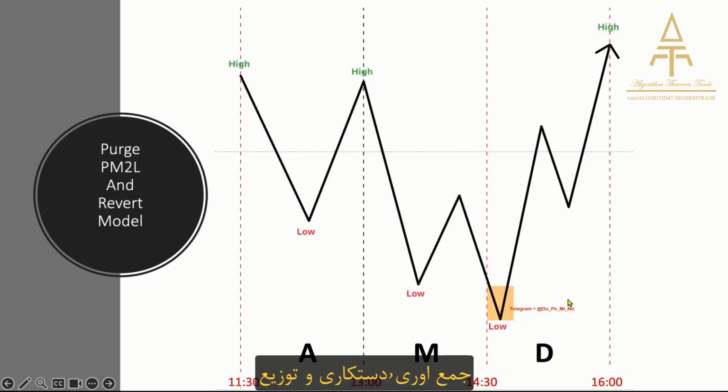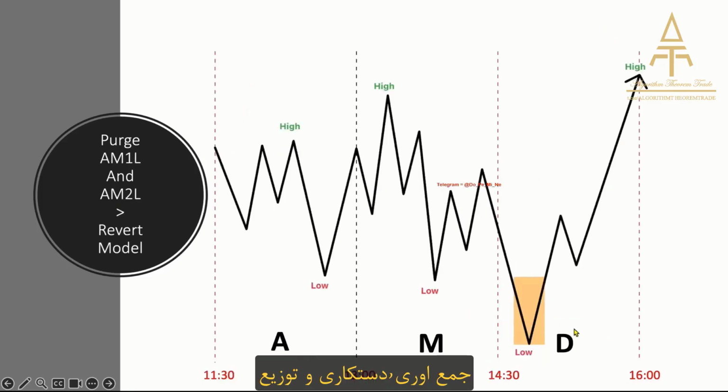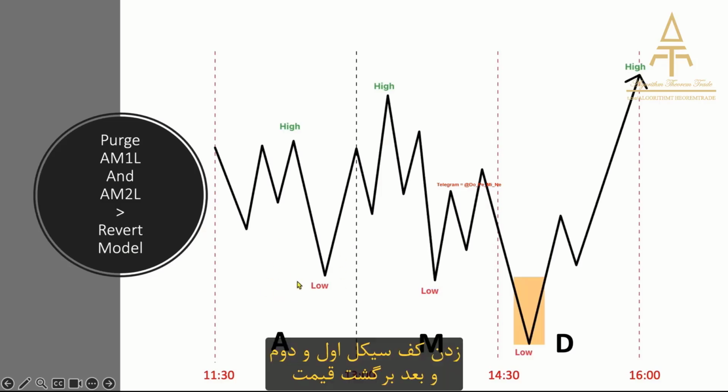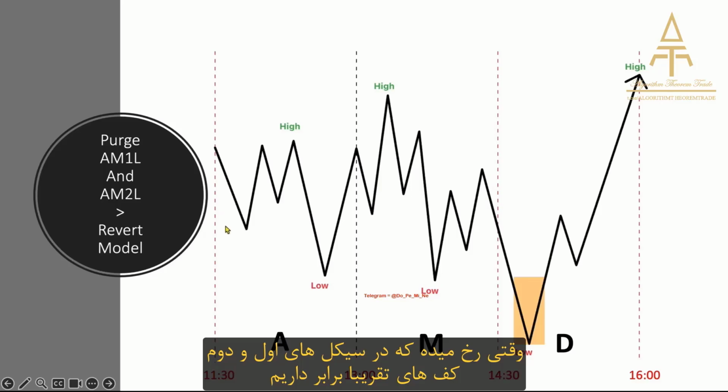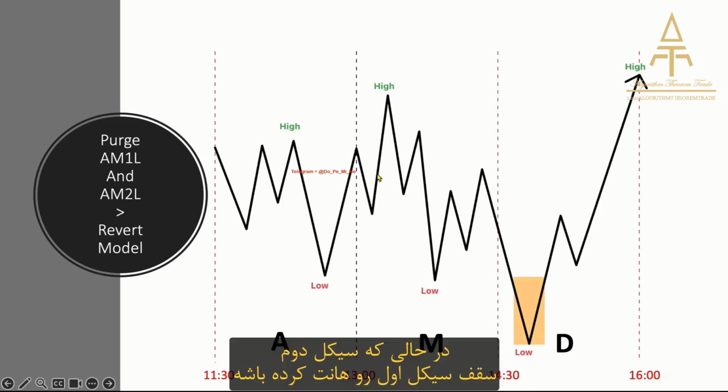Accumulation, manipulation, distribution. So let's take a look at another long scenario. It's the following. It's a purge of the first cycle low and the second cycle's low. This occurs when during the first 2 cycles of the PM session, relatively equal lows got engineered, whilst a higher high got created during the second cycle relative to the first cycle.